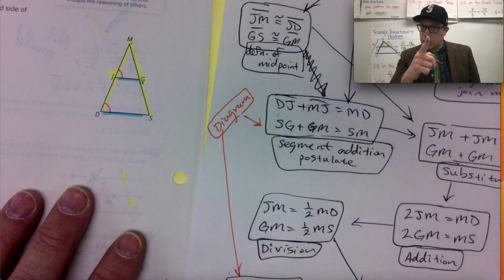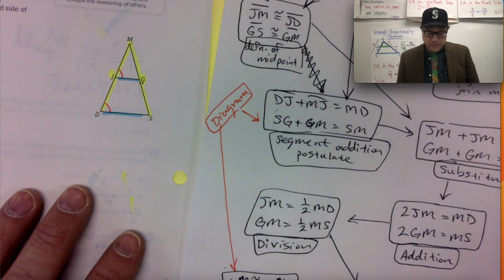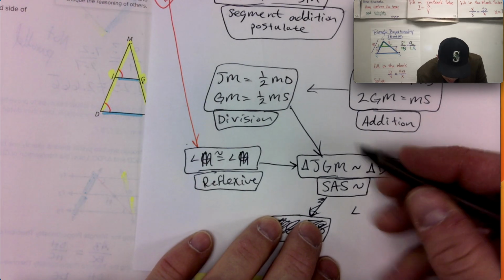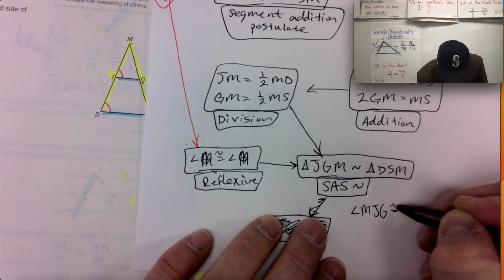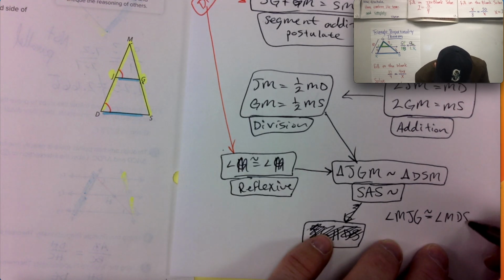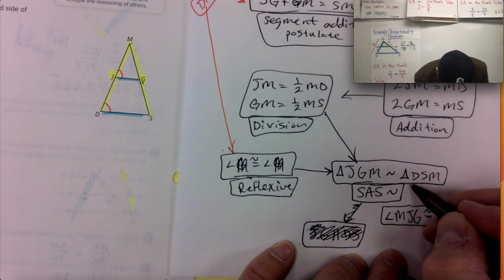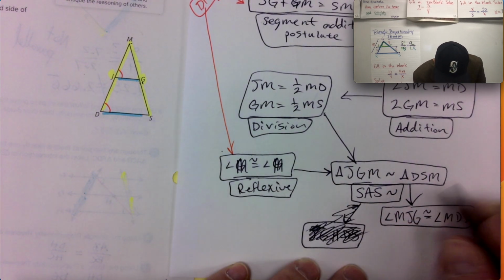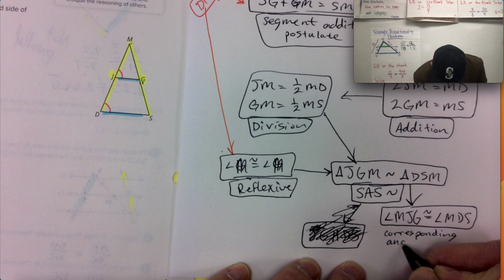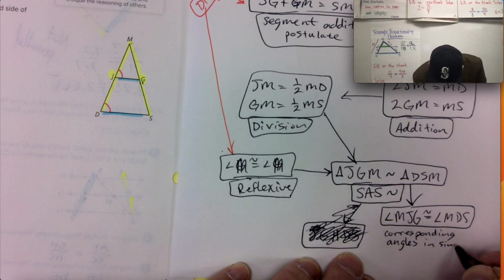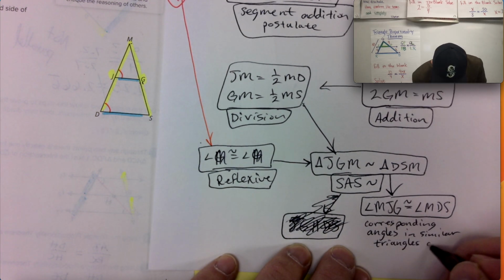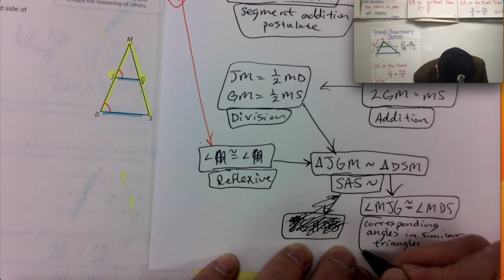Those are the same. Since the triangles are similar, corresponding angles of similar triangles are congruent. So angle MJG is congruent to angle MDS. That's what we get from this box. Not over there. Skip that branch. Corresponding angles in similar triangles are congruent. Okay, there we go. That's our reason.